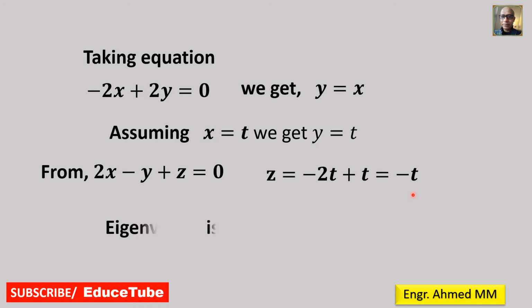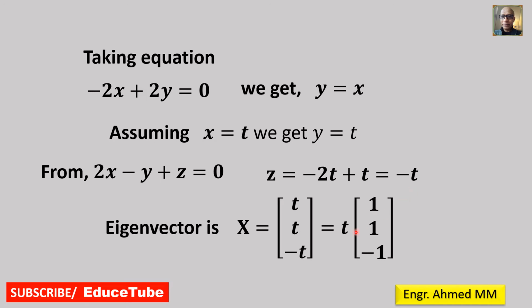Now in eigenvector form, we can write x equal to, this is the value of x, this is the value of y, this is the value of z. So if we take t out, then inside 1, 1, minus 1, this is the eigenvector using lambda equal to 2.